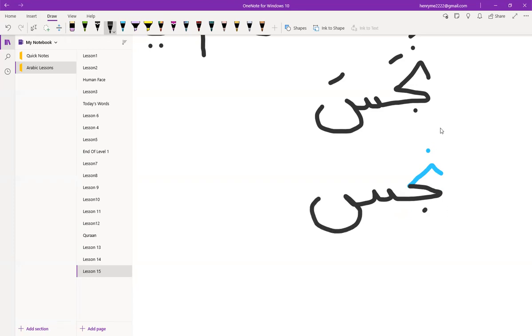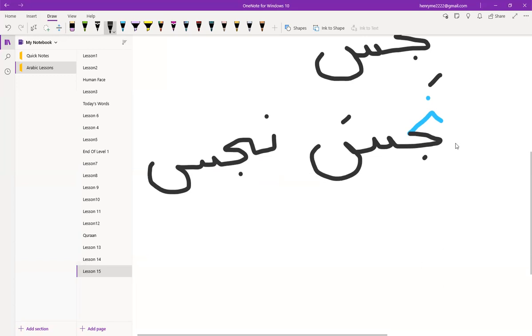Najasa, najasa. You see the na is in blue, and the ja and the rest is in black. So the na comes on top of the ja, right? So this word we can also write like this. You will see some books, not the Quran, write it like this. But in most copies of the Quran, you will see it written like this. Najasa, najasa.